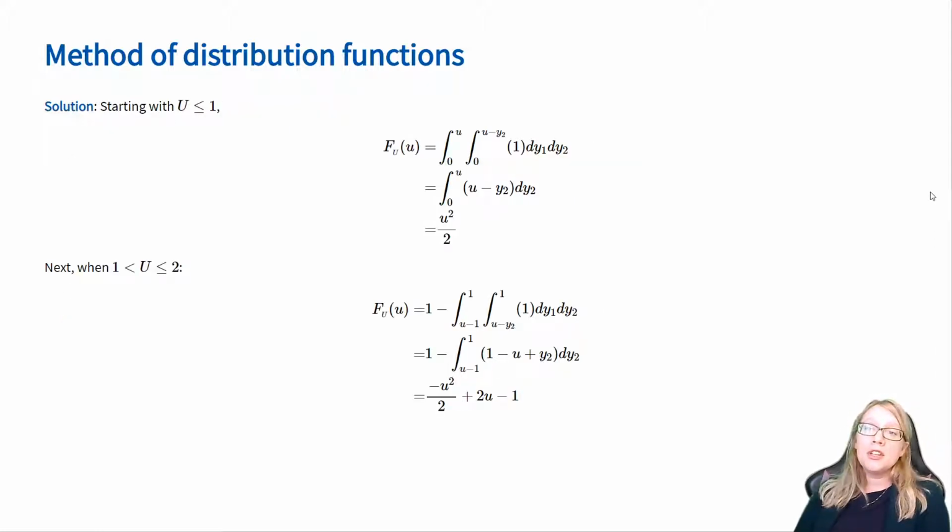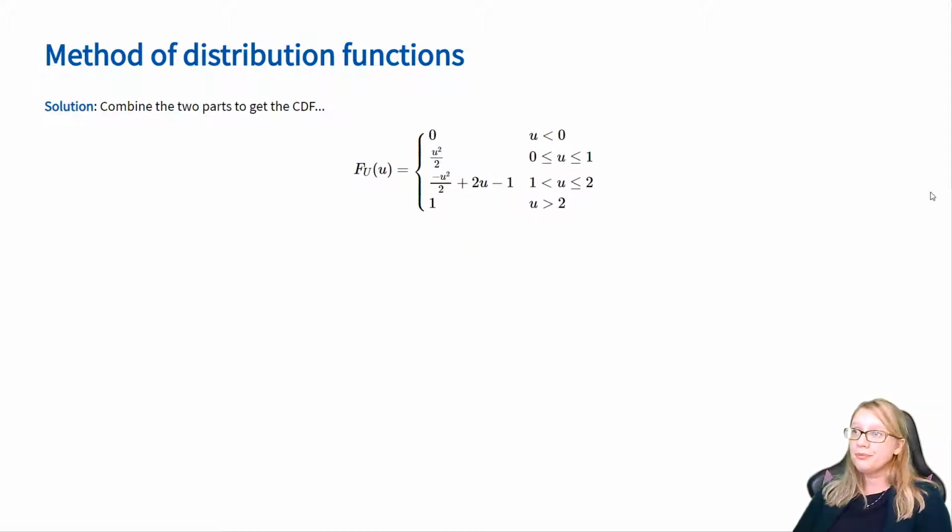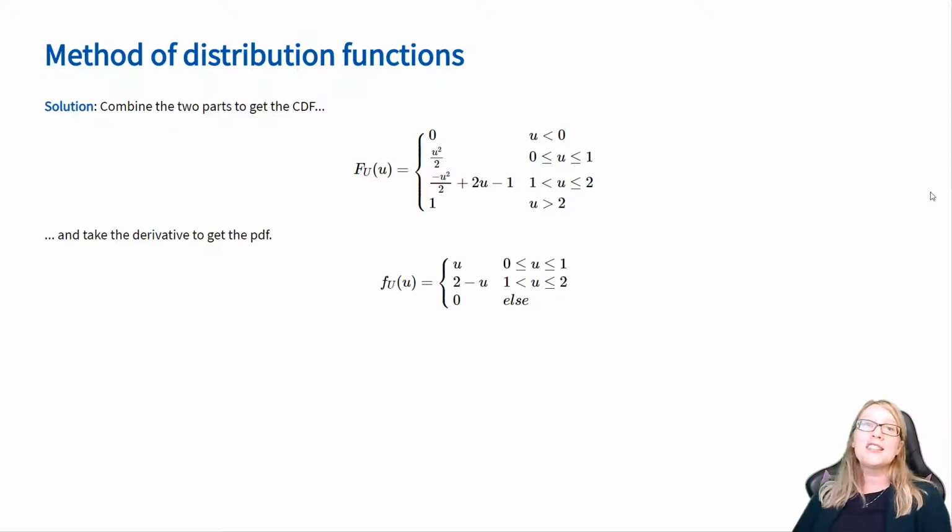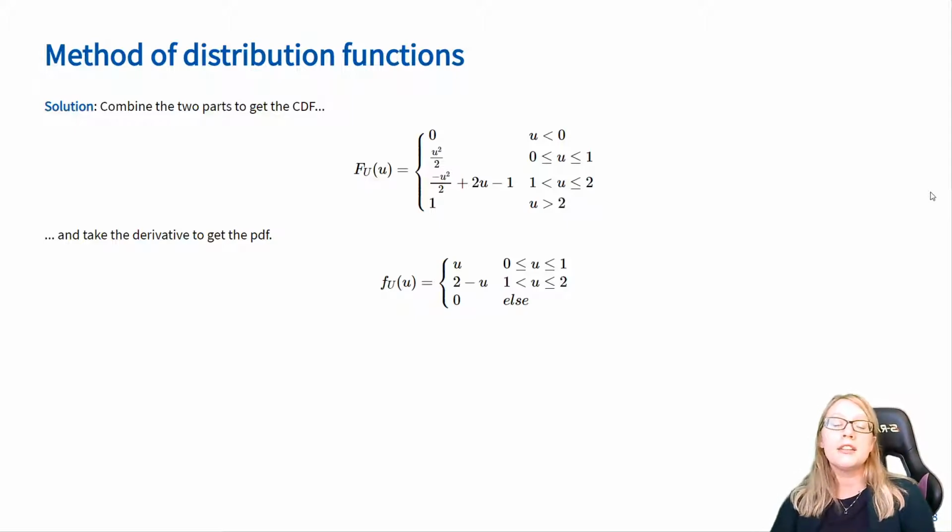So our CDF of u is going to be 1 minus, this is the integral over that triangle. A little bit of algebra, we get something that looks like this: negative u squared over 2 plus 2u minus 1. Now we'll combine in both parts to get the CDF. So the CDF will have multiple parts here as well. We'll take the derivative of each of those parts to get the PDF. So here is our final PDF. The probability density function that u is equal to some value is u from 0 to 1, 2 minus u from 1 to 2.